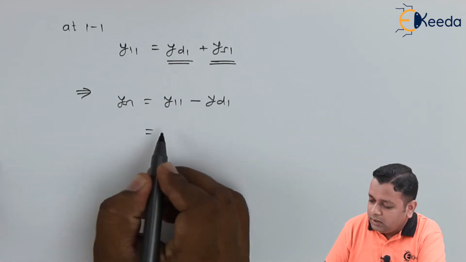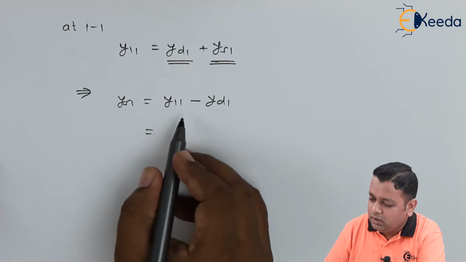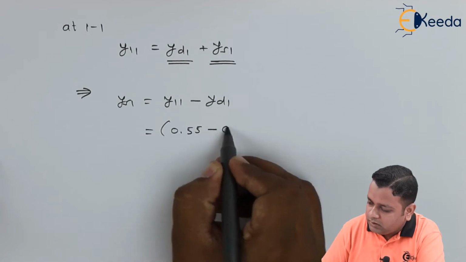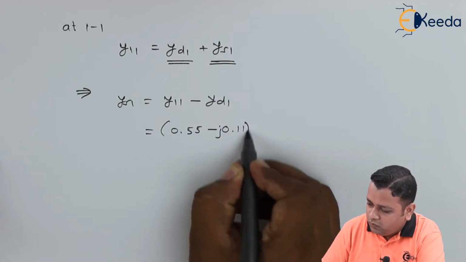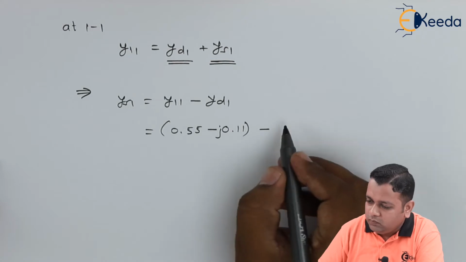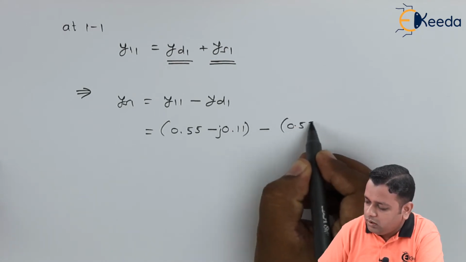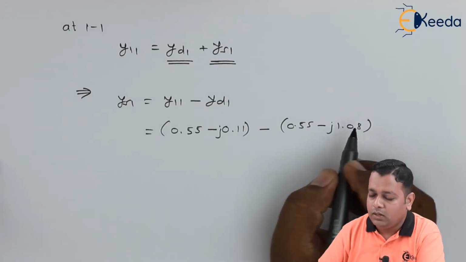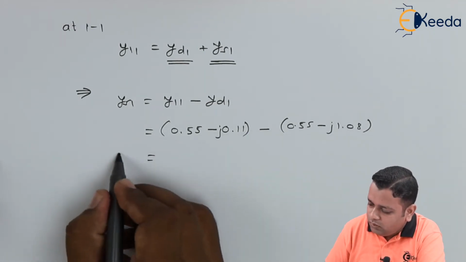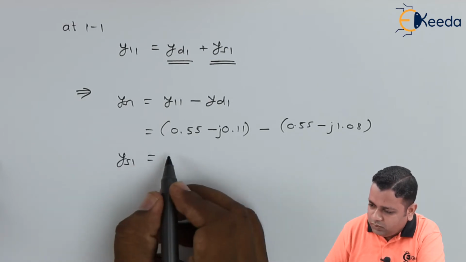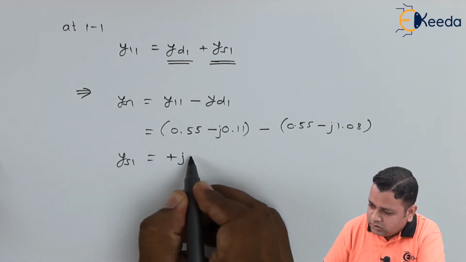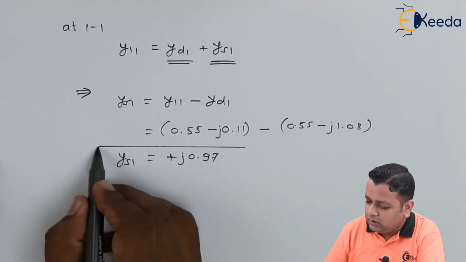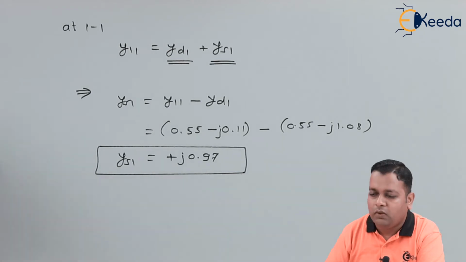So therefore by the next step we can make the substitutions here. From the Smith chart we have the value 0.55 minus j times 0.11 minus, we have the another bracket that has 0.55 minus j times 1.08. So this results into the value of y suffix s1 to be equal to positive j times 0.97 here. So let us outline this intermediate value here.